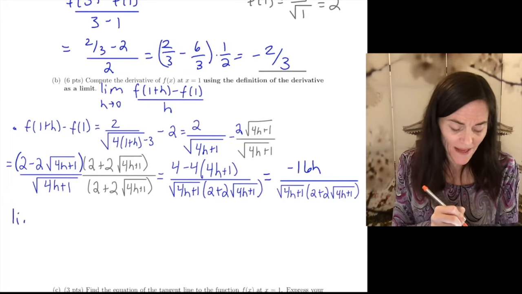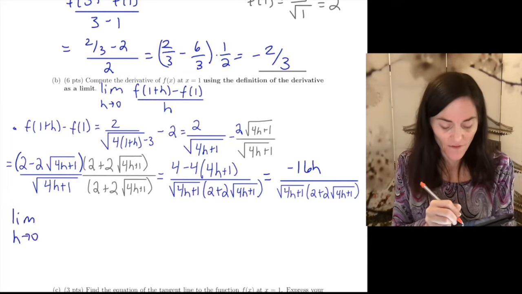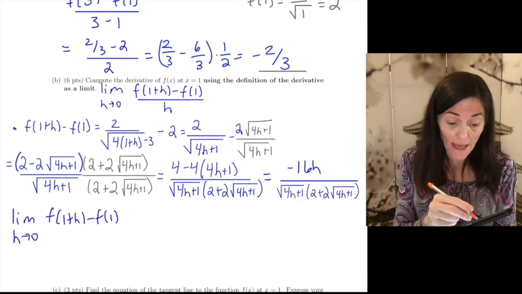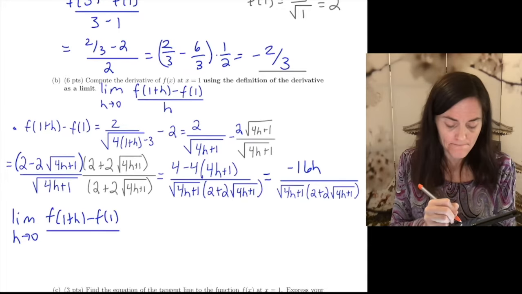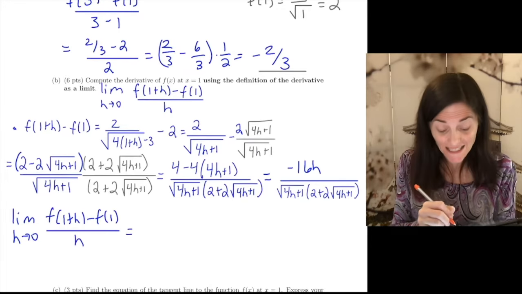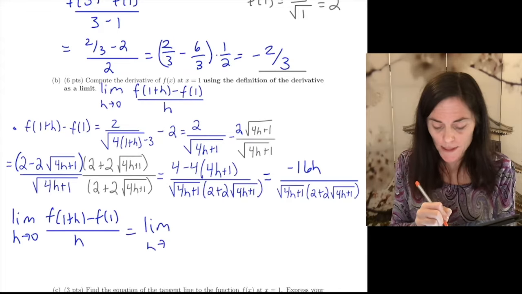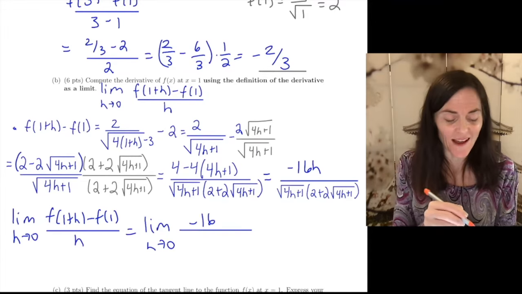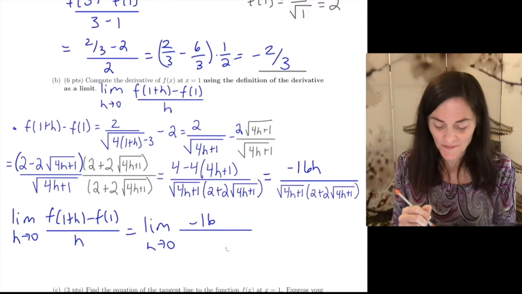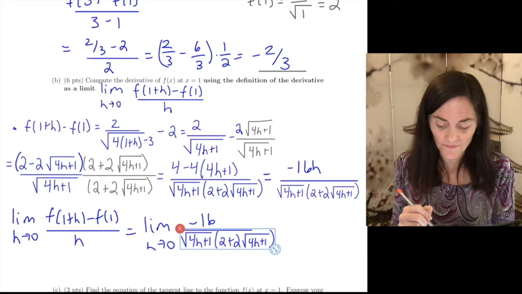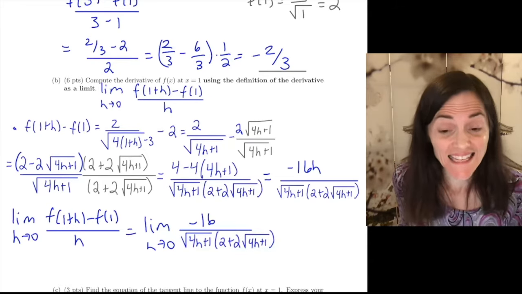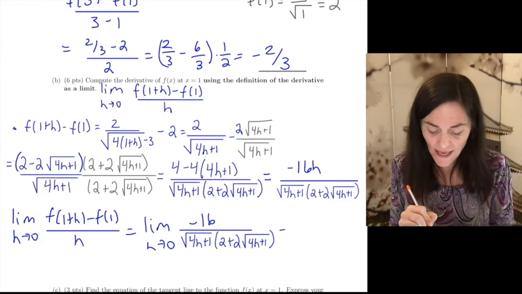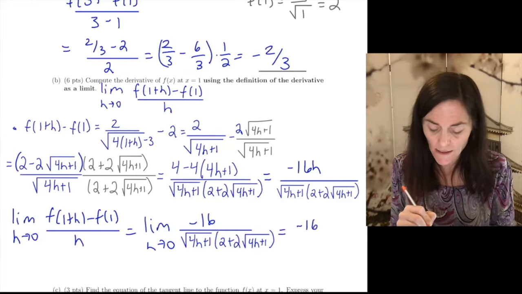So when I go to take a limit as h approaches 0 of f of 1 plus h minus f of 1 divided by h, this is a limit as h approaches 0. It's just minus 16 over this denominator. And this, we can just evaluate at h equals 0. This is the beauty of the simplification that we did. This is minus 16 over.